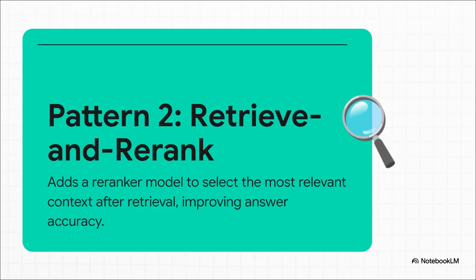And our first level up is pattern 2, retrieve and re-rank. The best way to think about this is like adding a quality controller to your pipeline. You still retrieve an initial set of documents, say 50 of them, but then a special re-ranker model, usually a cross-encoder, meticulously goes back and re-evaluates them. It looks at the query and each document together to find the actual best context for the LLM.